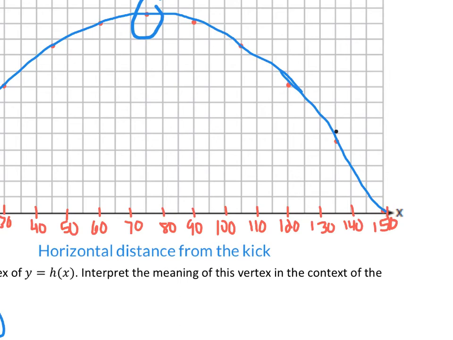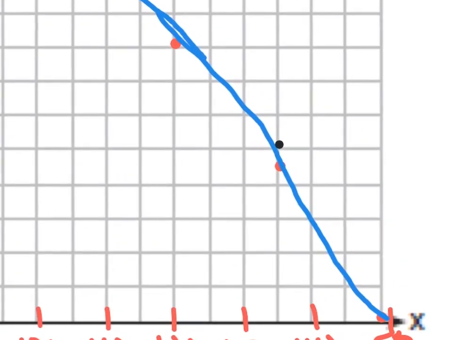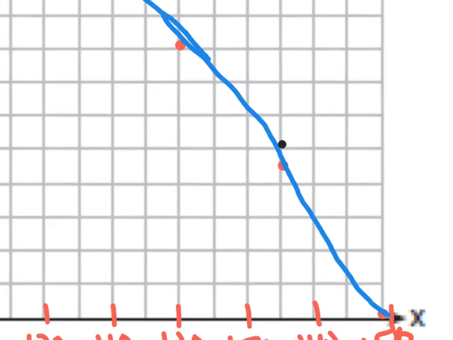Did our football make it? It's a little tough to see, but the line shows our football. And our line is below that goalpost mark, which means our football just misses the goalpost. Okay? So let's jot that down.